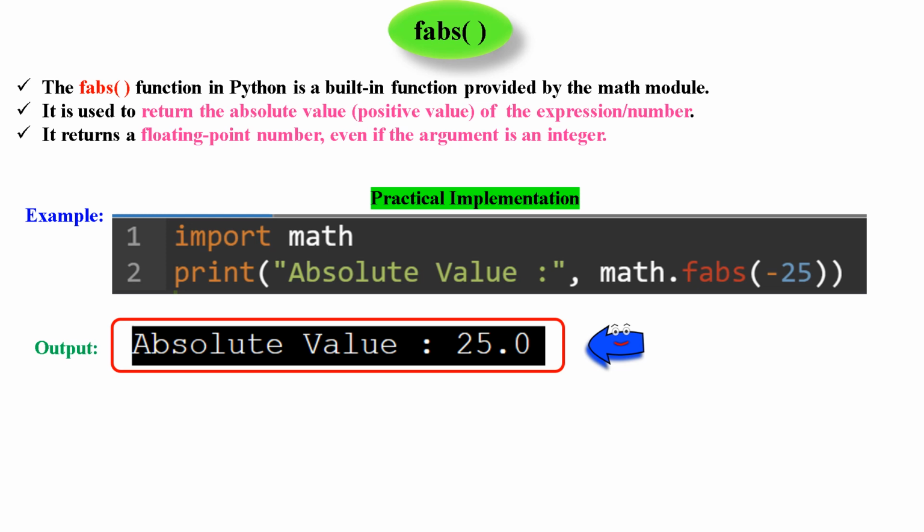In line 1, the import math statement in Python is used to import the math module, which provides a set of mathematical functions and constants. In line 2, math.fabs of number returns the absolute value of the variable number, which is -25. The result is then printed, giving us the output 25.0.